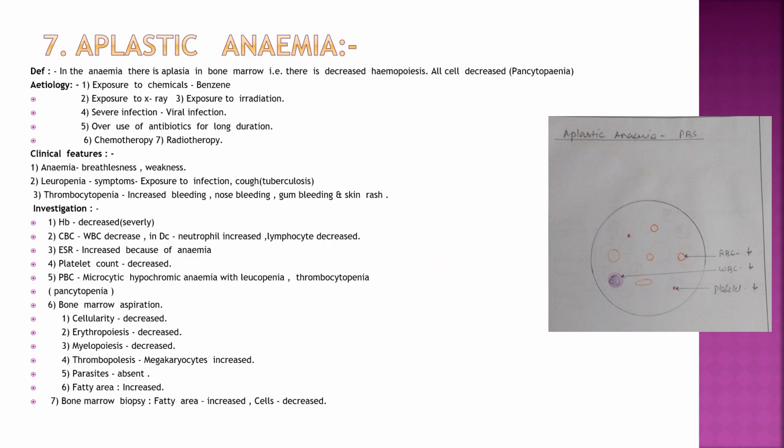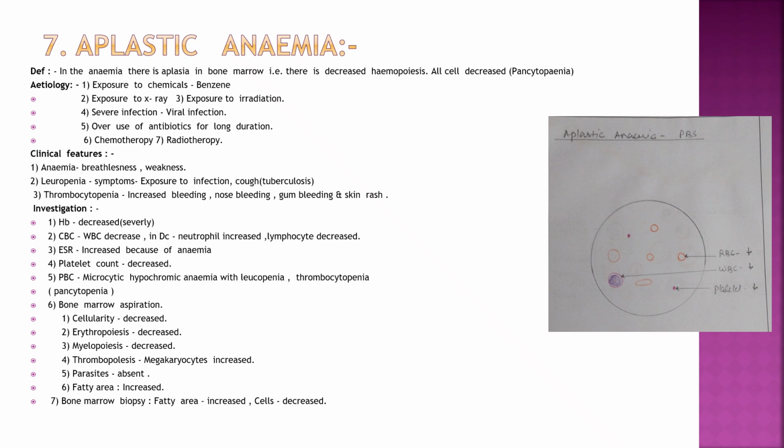In investigation, hemoglobin is decreased and ESR is increased. In CBC you can see WBC decreased, and in differential count there are different cells, then platelet count decreased. In PBS there is microcytic hypochromic anemia with leukopenia and thrombocytopenia. So it is a picture of pancytopenia, that is all cells are decreased. The confirmatory test for this is bone marrow aspiration.